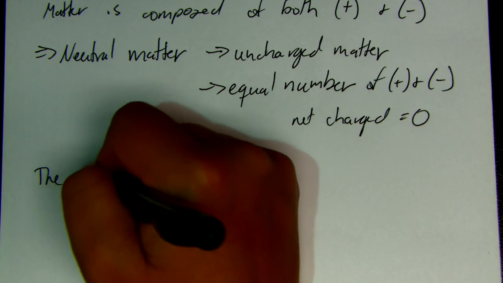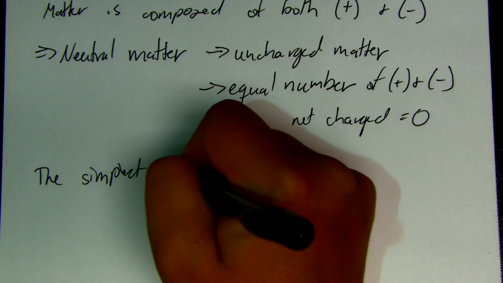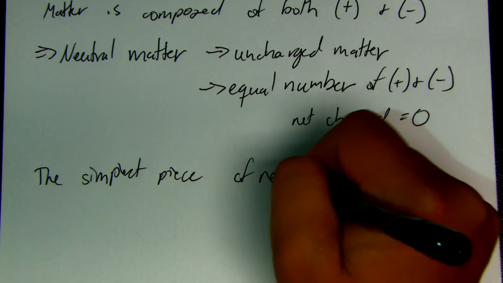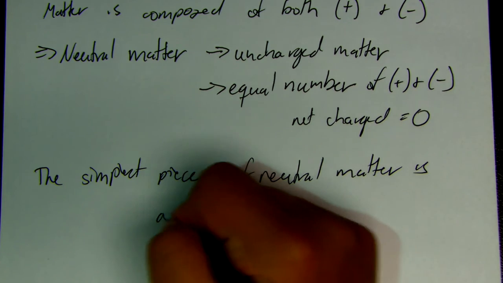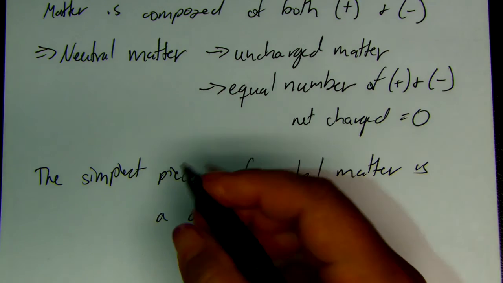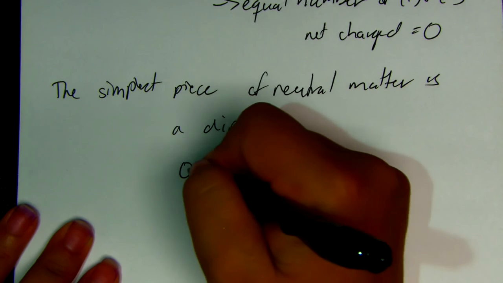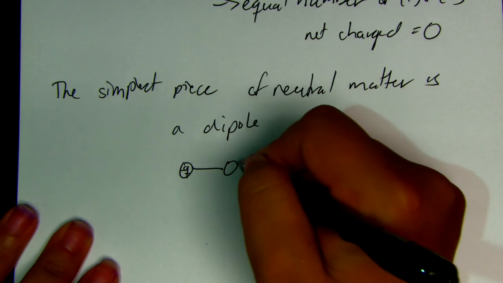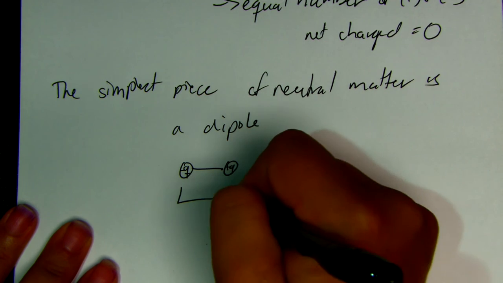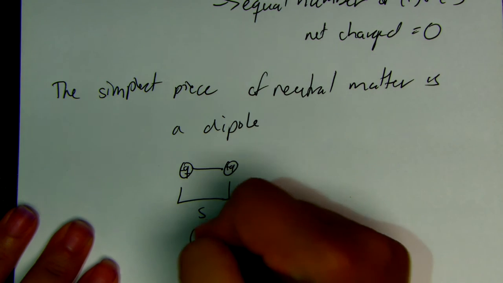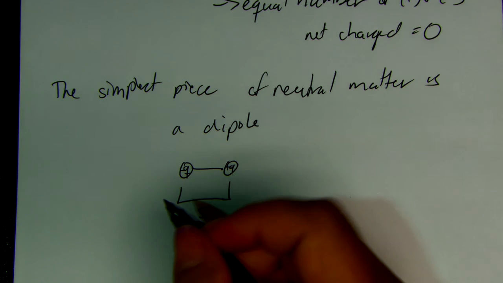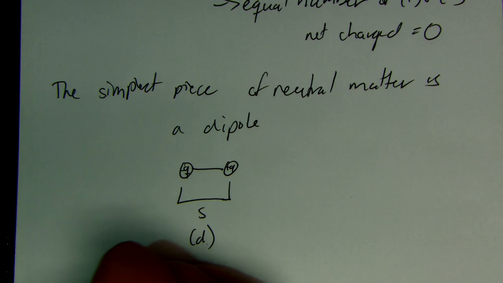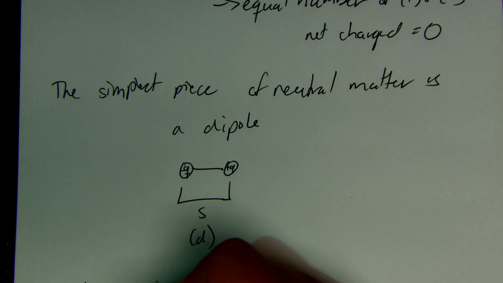So the simplest piece of neutral matter is a dipole. And so this is where you have a negative and a positive charge separated by some distance s. Sometimes s is denoted as d, depending on the textbook that you're using. And since most of you have taken chemistry, we know that dipoles exist everywhere in nature.